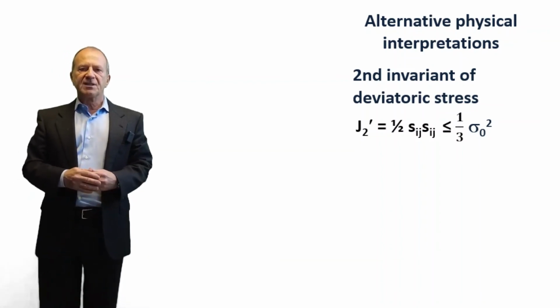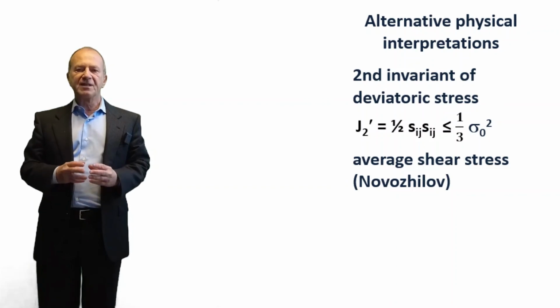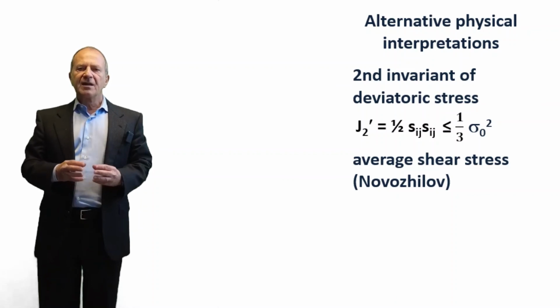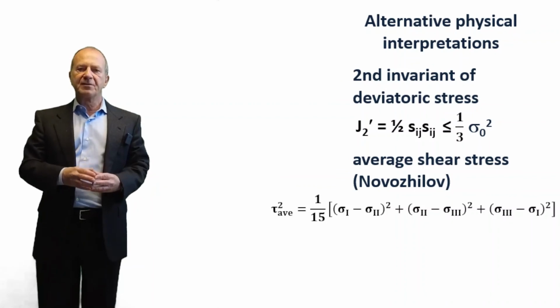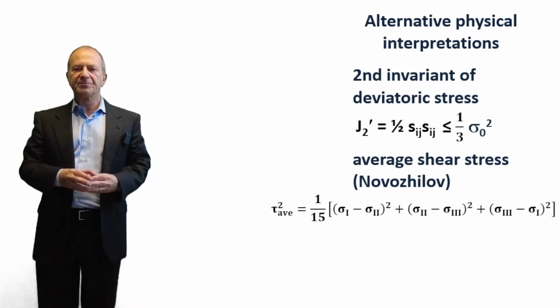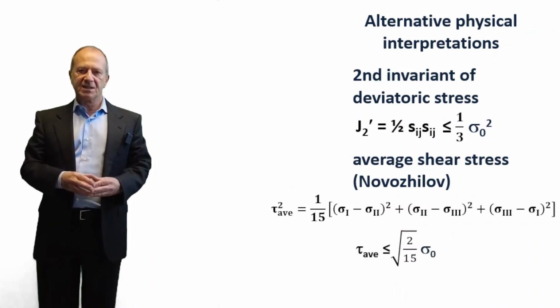Another interpretation is that given by the Russian mathematician Novozhilov, who noticed that the distortion strain energy density is proportional to the average shear stress tau AB, acting over an infinitesimal sphere centered at a point of the body. And indeed, it's possible to show that tau AB squared is equal to 1/15 of sigma 1 minus sigma 2 squared plus sigma 2 minus sigma 3 squared plus sigma 3 minus sigma 1 squared, and must not exceed the square root of 2/15 times sigma 0.